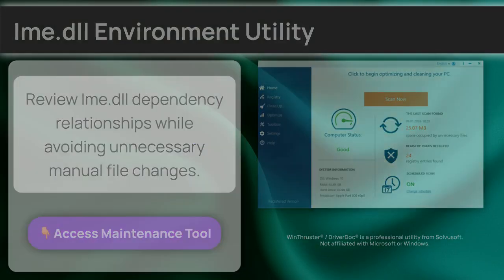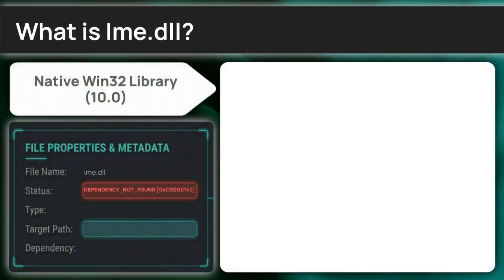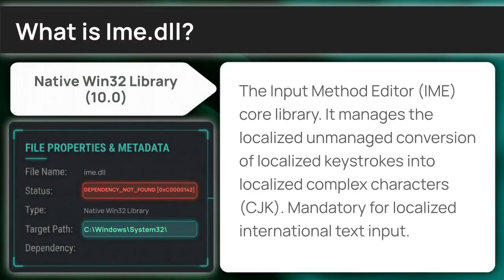This is the Ime Library, the Input Method Editor, Ime Core Library. It manages the localized unmanaged conversion of localized keystrokes into localized complex characters, CJK, mandatory for localized international text input.